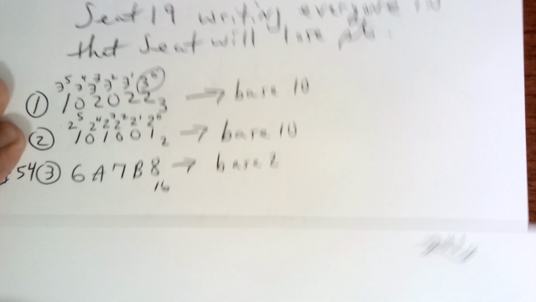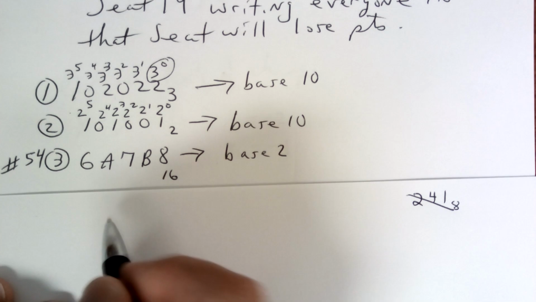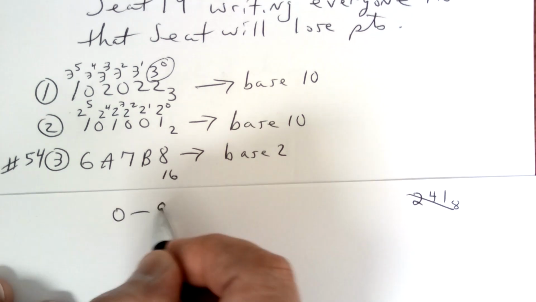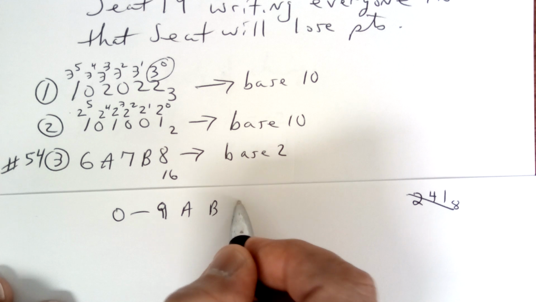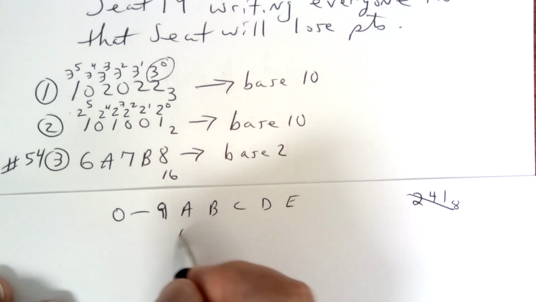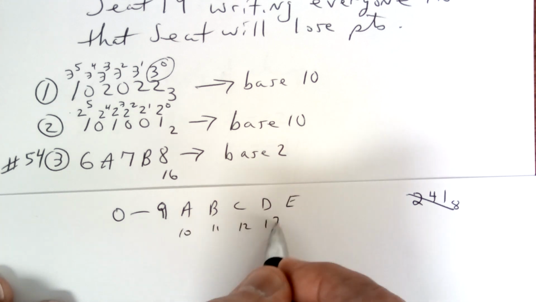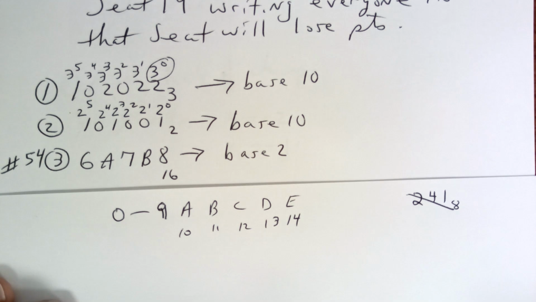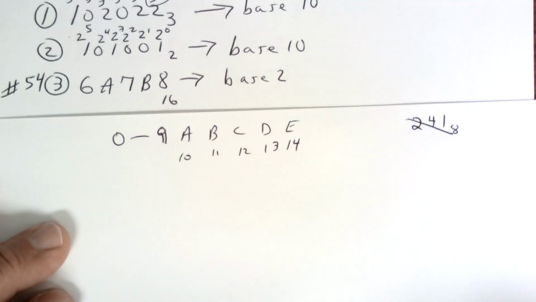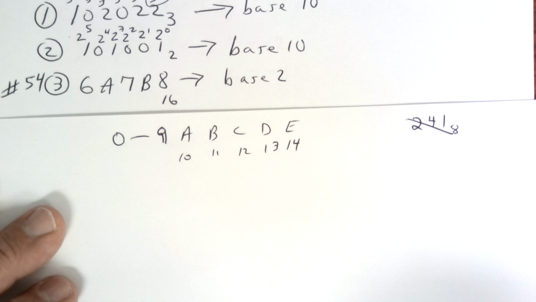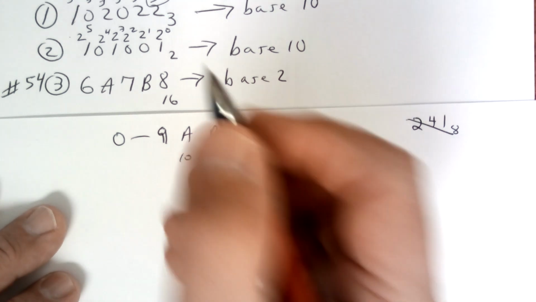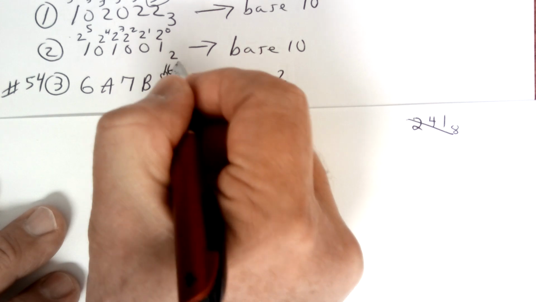Let's go to this one right here. We know 0 through 9, and then 10 is A, B, C, D, and E. So 10, and it's a good idea to write those out. So let's take a look. We're base 16, and they want you to go to base 2. So this is going to require a little bit of work. So you're going to put 16 to the 0.